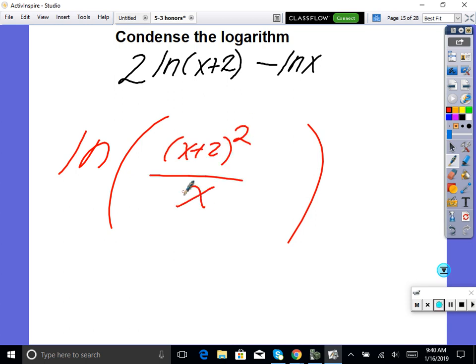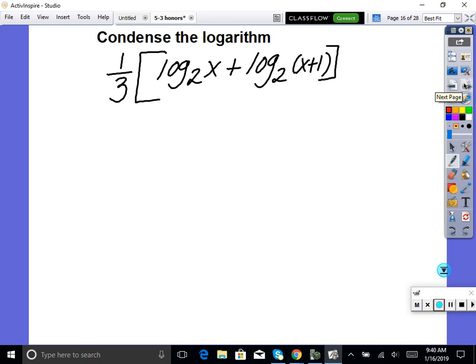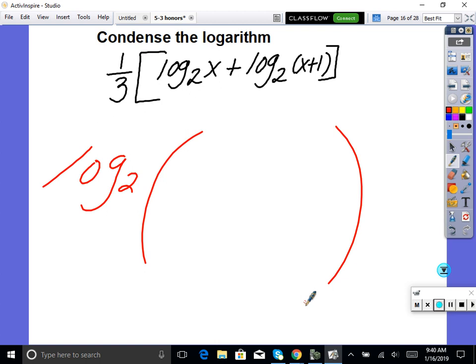Good. The subtraction creates the division. Awesome. Easy. Let's do another one. Condense the logarithm, go for it. So anytime I'm asked to condense, I just start out with going, okay, I have 1 log base 2, I put in some parentheses, and I start putting stuff in.